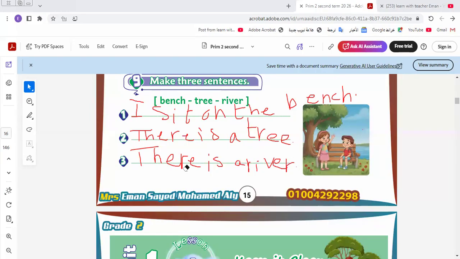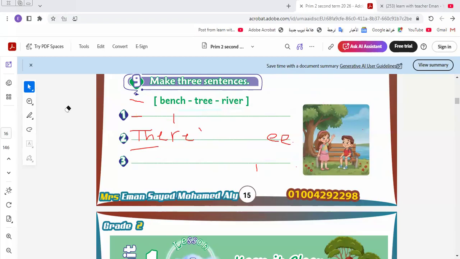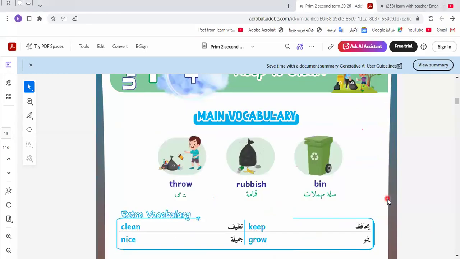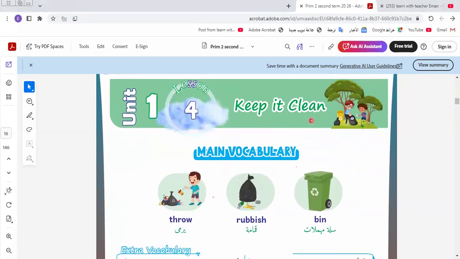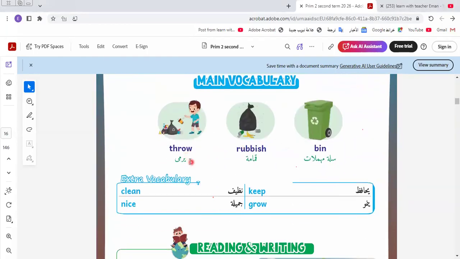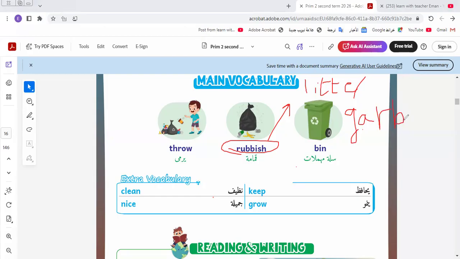Let's continue the rest of the exercise. Here is the last lesson, Keep it clean, and we have some vocabulary. Let's learn together. Throw, rubbish. Here we have words related to rubbish. Another word is litter. We have here garbage. All these words refer to rubbish.